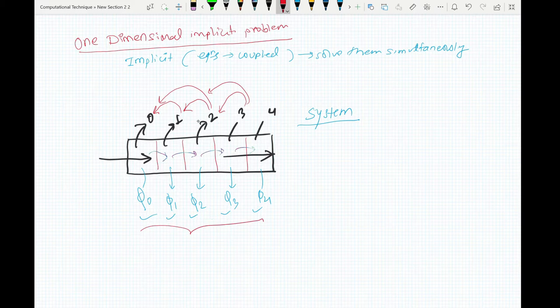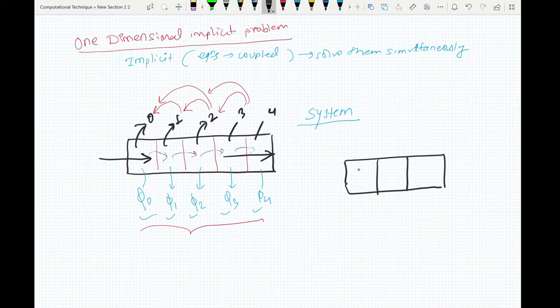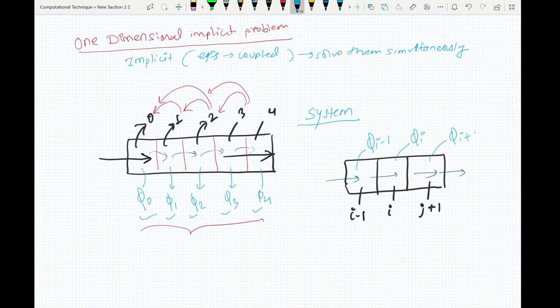Let's just take three grids out of it. So we will have water flowing in these three grid blocks. Let's say this is grid I minus 1, this is I plus 1, and you have water flowing from here like this. And let's say the potential head at this point is phi I minus 1, phi I plus 1. And we can assume that this grid has a length of delta x I minus 1, delta x I plus 1. We can name this one as M, this one O, and this one N.